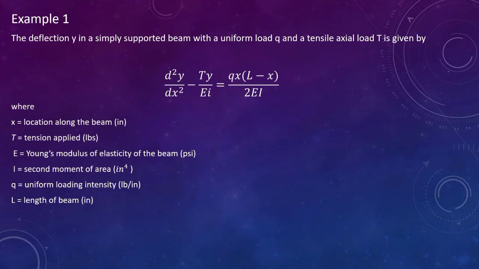The deflection y in a simply supported beam with a uniform load Q and a tensile axial load T is given by d squared y over dx squared minus T y over EI equals Qx times the quantity (L minus x) over 2EI, where x is the location along the beam in inches, T is the tension applied in pounds, E is the Young's modulus of elasticity of the beam in psi, I is the second moment of area in inches raised to the power of 4, Q is the uniform loading intensity in pounds per inch, and L is the length of the beam in inches.